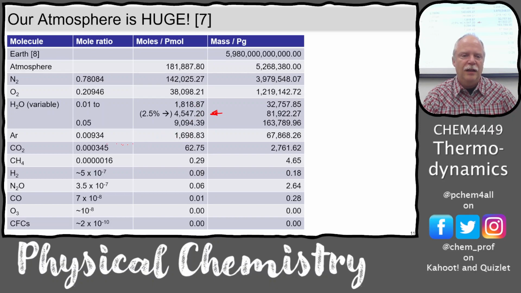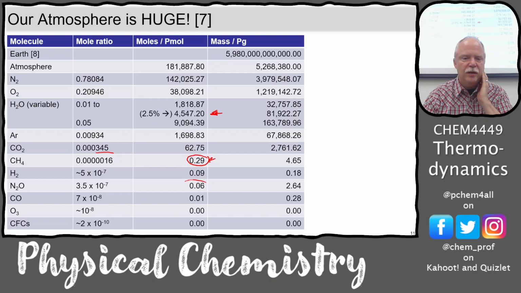Here's argon. The CO2 has been climbing, so this is a little bit low. I think it's probably 400 parts per million now, and so that gives us 62.7 petamoles here. And then methane, real tiny numbers. This is a greenhouse gas as well. It has a higher global warming potential than CO2, but it's still a very small number.